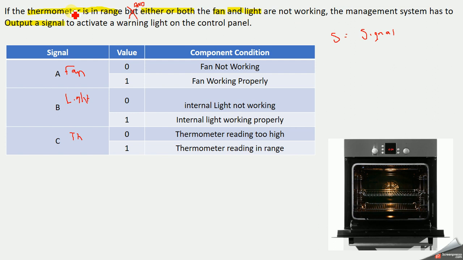So the thermometer has to be in range. And the fan or the light aren't working, or maybe both aren't working, so it's either or, then we need to output a signal. So I would like you to give a go at writing that out as an expression. Just like that. That's the solution.